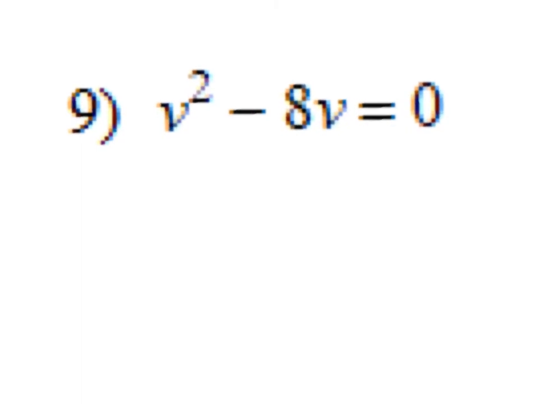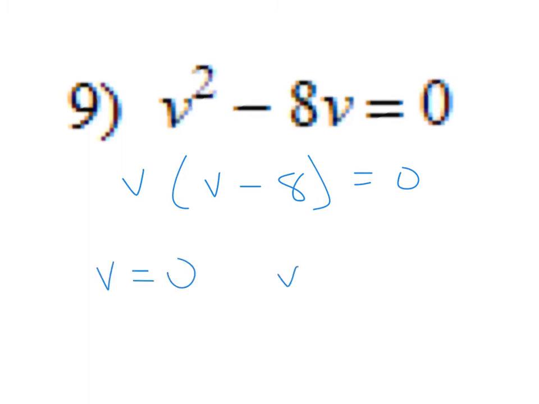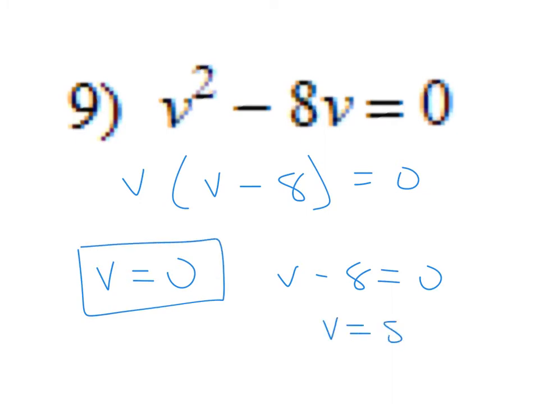Okay, on this one right here, there's not a difference of squares. You can't square root that 8, but you do have a GCF of a v here. So I'm going to go ahead and pull out a v and have v times v minus 8 equals 0. Now I'm going to set each factor equal to 0 and solve. So v equals 0 is done. Here I'm going to add the 8 over and get v equals 8.